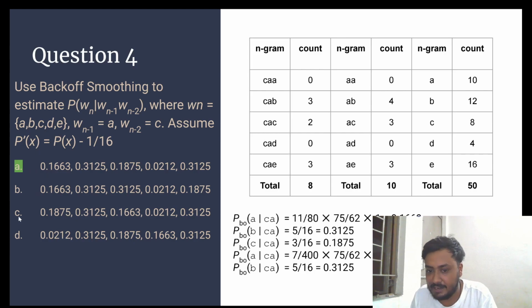So I'll just take a halt and do tell me if there is still any confusion regarding how to calculate back off.